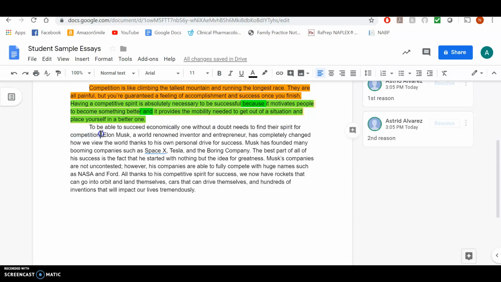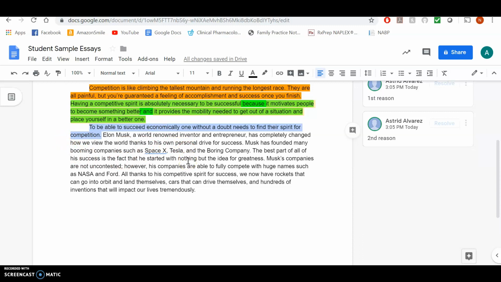Obviously, this one is going to be our topic sentence. Now, why is that obvious? Well, for one, they do connect the idea that was explored in their thesis statement as that first sentence. And they also introduce whatever they're going to talk about. So they say, to be able to succeed economically, okay? And then we have the idea of a spirit for competition.